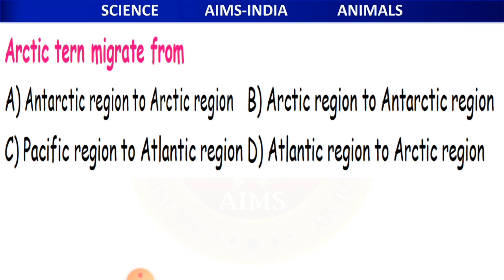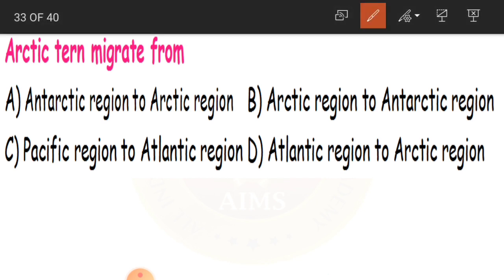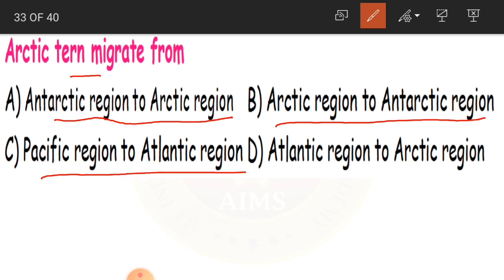Arctic tern migrate from. The Arctic tern is a small bird, children, which lives in the Arctic, the cold region. It migrates, it moves from this place to which place? Whether from Antarctic region to Arctic region, Arctic region to Antarctic region, Pacific region to Atlantic region, or Atlantic region to Arctic region. Which is the correct answer? It moves from the Arctic region to the Antarctic region. So B is the correct answer.